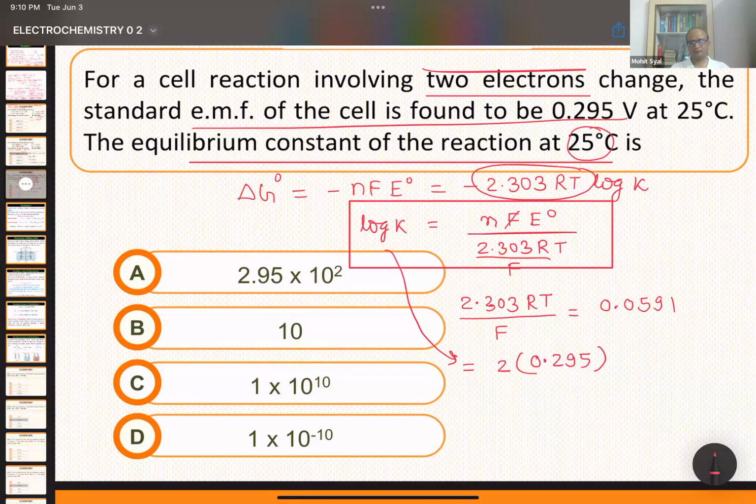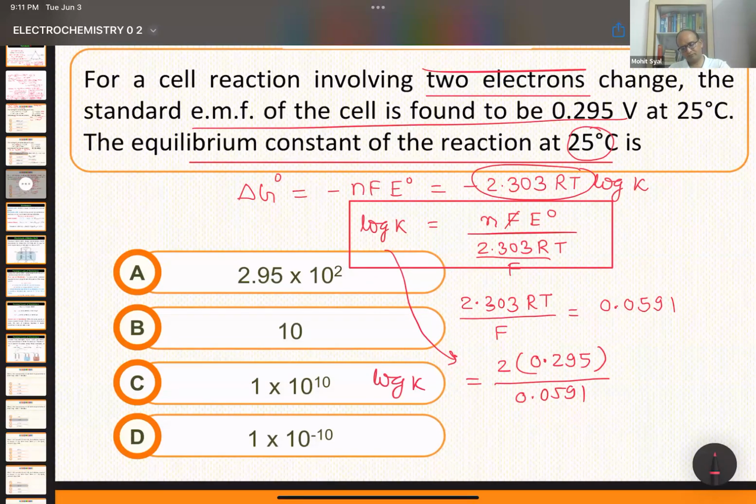Sir, can we use 0.06? Yes, you can use 0.06. That makes life easy, and the calculation is very easy. In many places it is used as 0.06 only. Okay. And this is the E naught, and 0.0591 is the value in the denominator for log K.